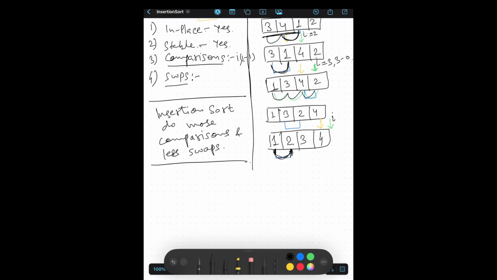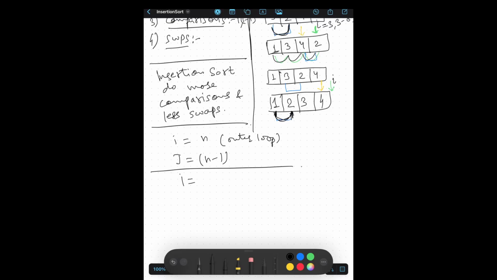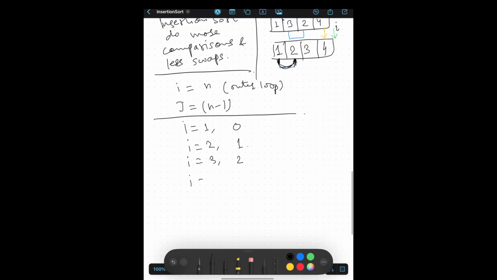Now, for every I, for I equal to n, which is the outer loop, our inner loop runs n minus 1 times. Okay. This means when I is equal to 1, the inner loop runs 0 times. When I is equal to 2, the inner loop runs 1 time. When I is equal to 3, the inner loop runs 2 times. When I is equal to n, the inner loop runs n minus 1 times.